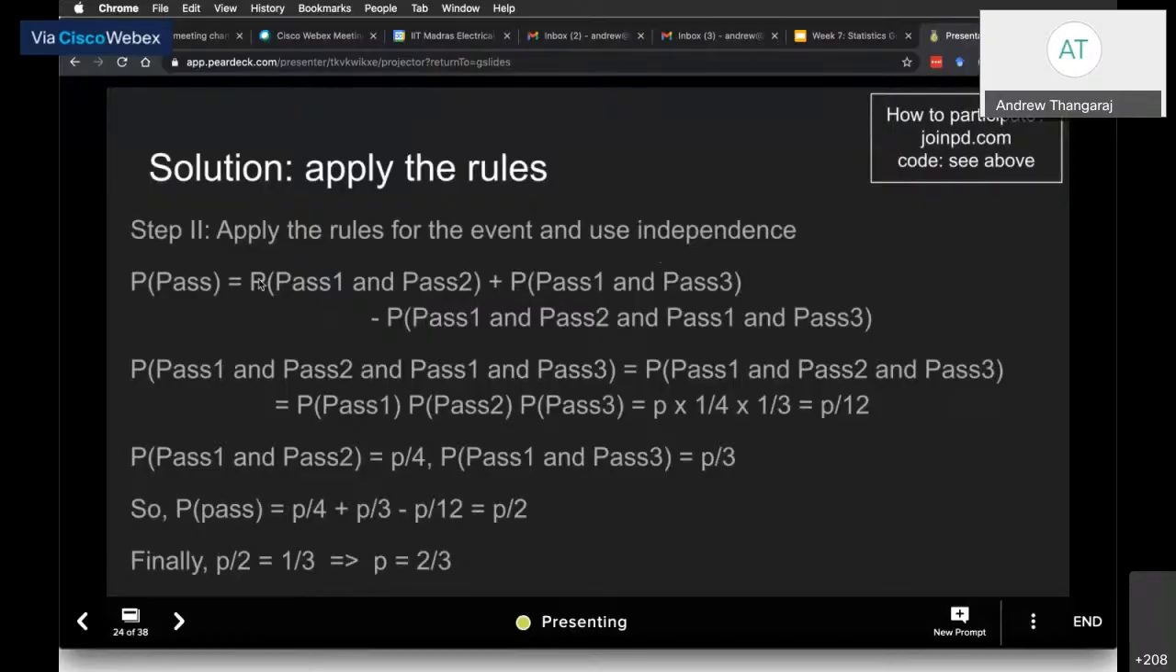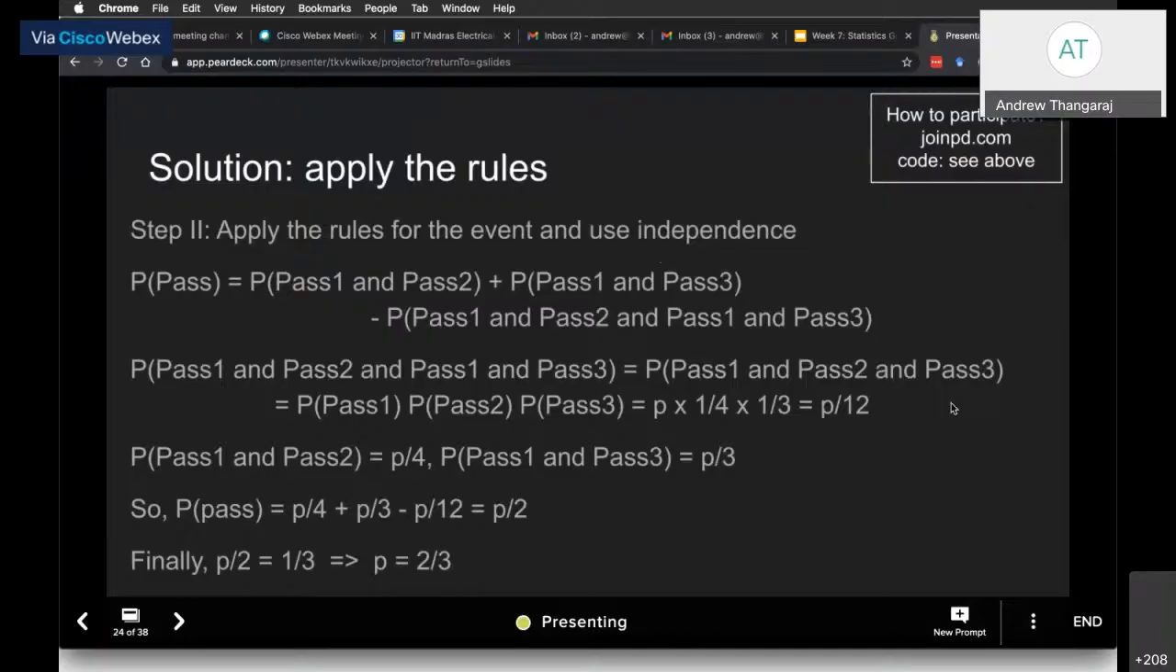So if you do that, pass 1 and pass 2 plus pass 1 and pass 3 minus pass 1 and pass 2 and pass 1 and pass 3. What is this? Pass 1 and pass 2 and pass 1 and pass 3 is actually the same as pass 1 and pass 2 and pass 3. And notice these three are independent events, right? They've been given to be independent events. So what's the probability of that?